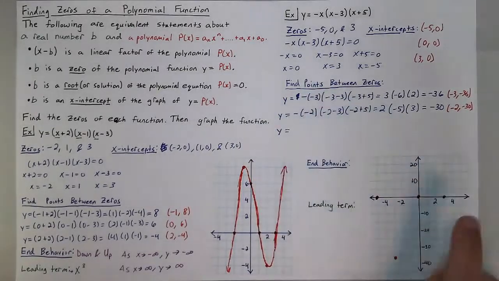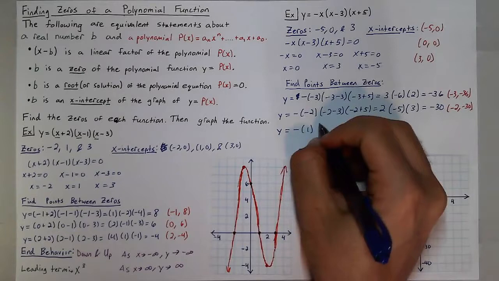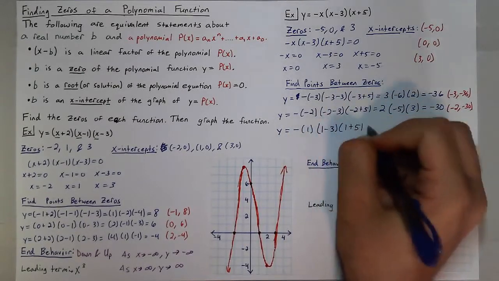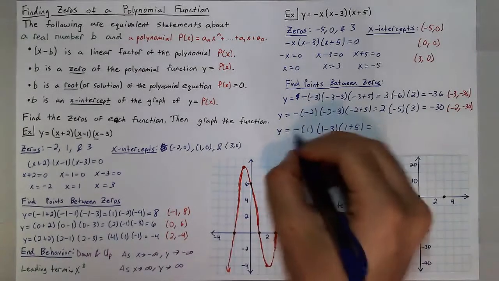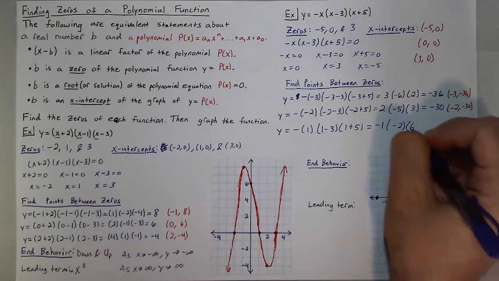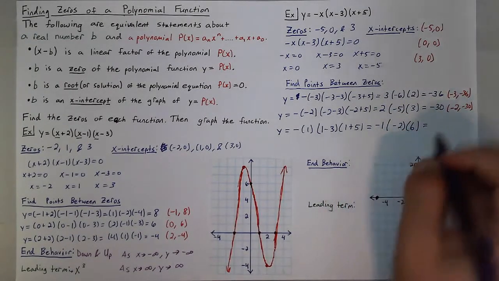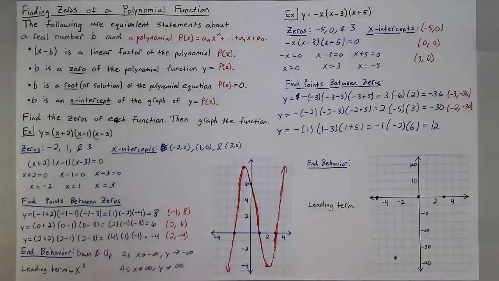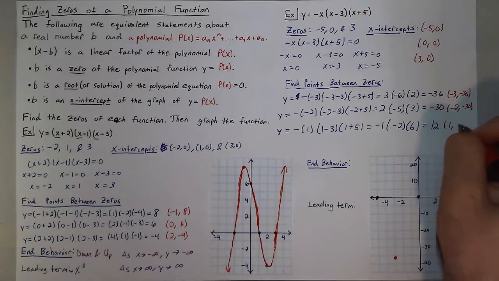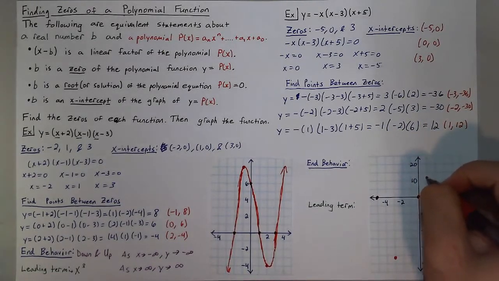So now we're going to the next section. I'm going to plug in 1 and 2 to find these values. So negative of 1, 1 minus 3 times 1 plus 5. So negative of 1 is negative 1 times negative 2 times 6. Give me a total of positive 12. Negative 1 times negative 2 is 2 times 6 is positive 12. So a point at (1, 12), about right here.